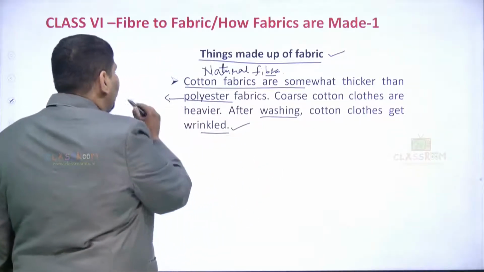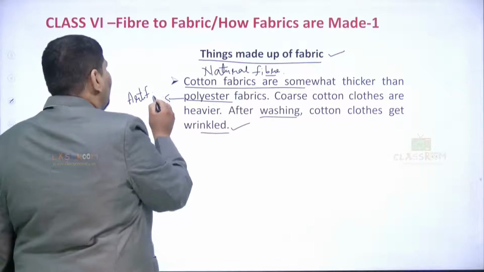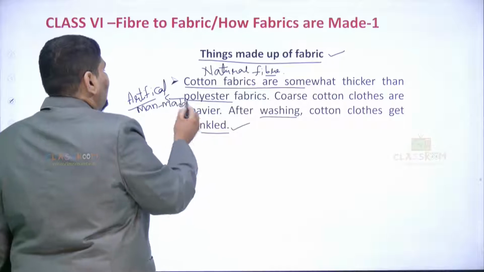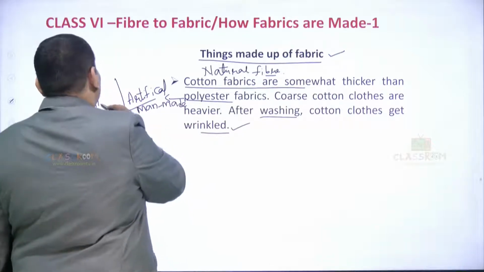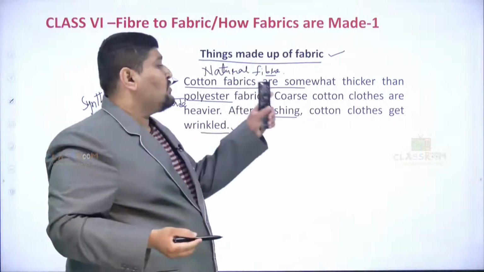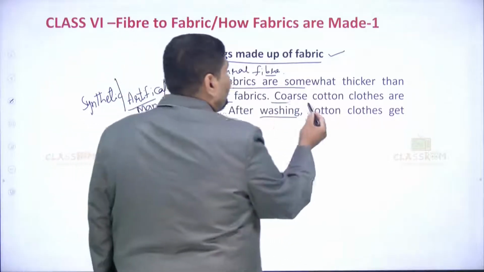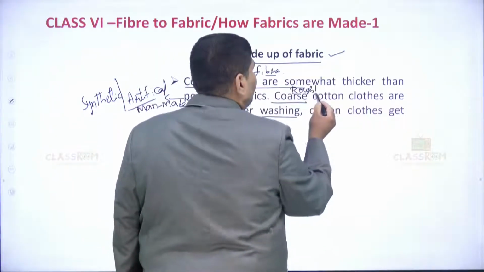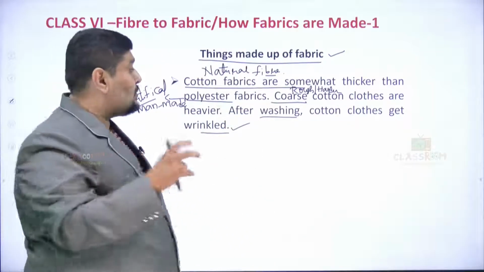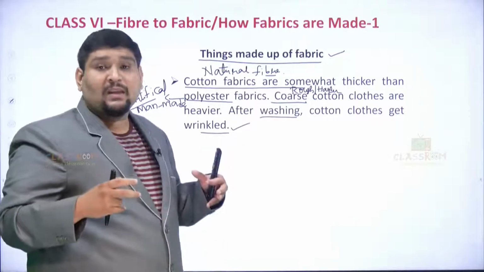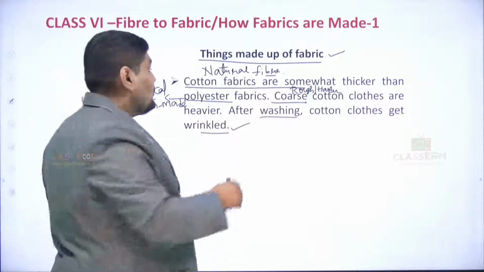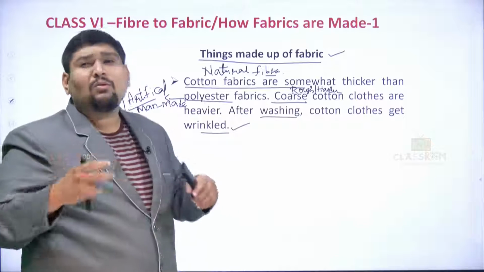So polyester is an artificial fiber, which we also call man-made, or synthetic. So synthetically or artificially. When you take the coarse, hard substance, as I said, rough cotton clothes or hard cotton clothes which are not softer, those rough or harder cotton clothes are found heavier compared to cotton clothes which are suitable for making clothes. After washing, cotton clothes get wrinkled. You can see a lot of wrinkles are formed.